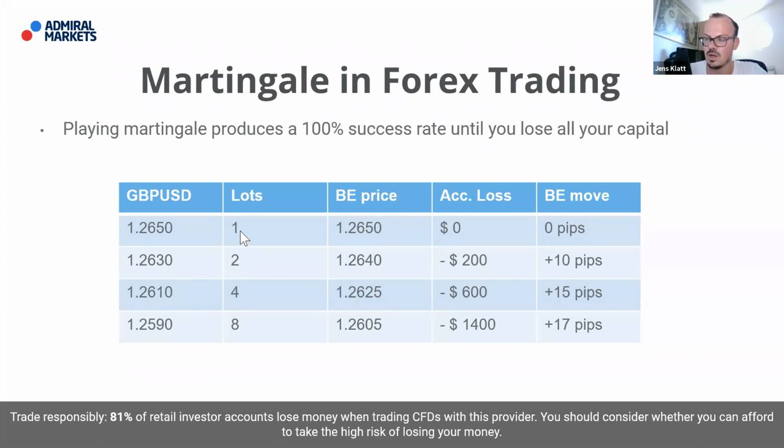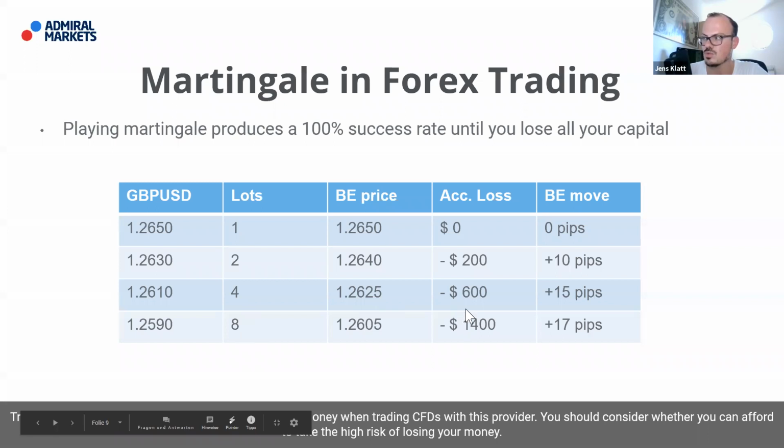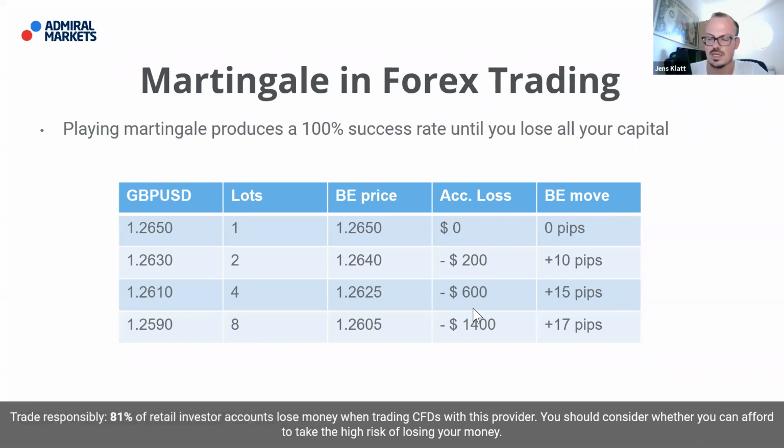So it's 1 lot initially, plus 1 lot brings us to 2, plus 2 brings us to 4. Which brings our break-even price now down to 26.25, and our overall position down, in this case, 15 pips. So we only need, with 4 lots, to move 15 pips in our direction to be break even. Still, we are down 15 pips on 4 lots, which brings our overall loss down to $600. So now we see the market continuing to drop.